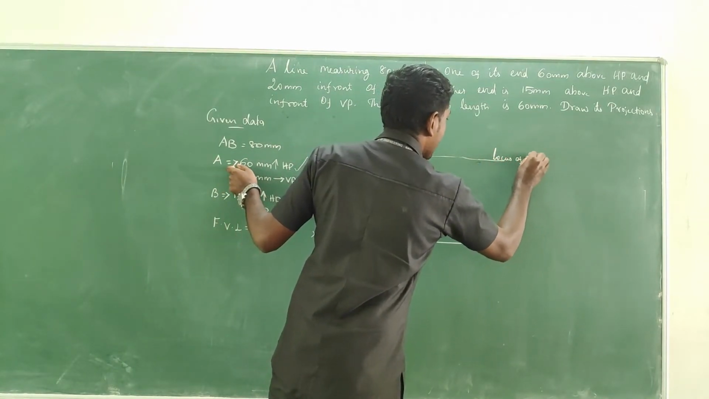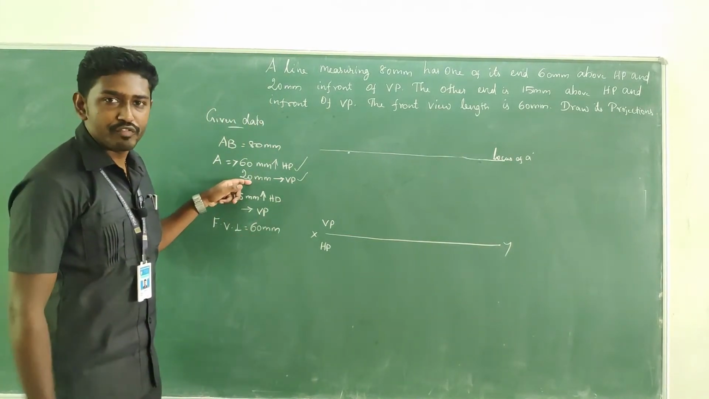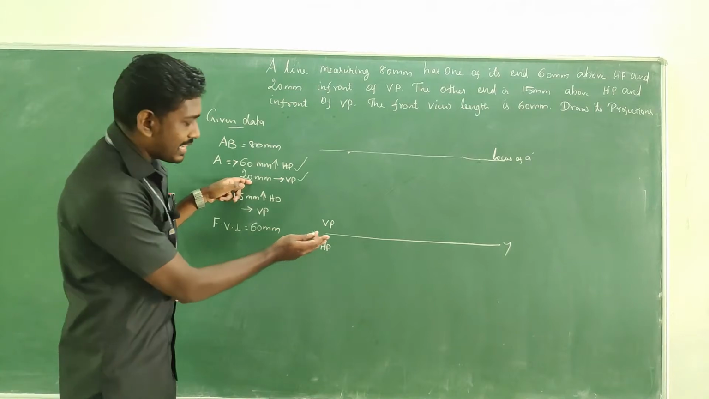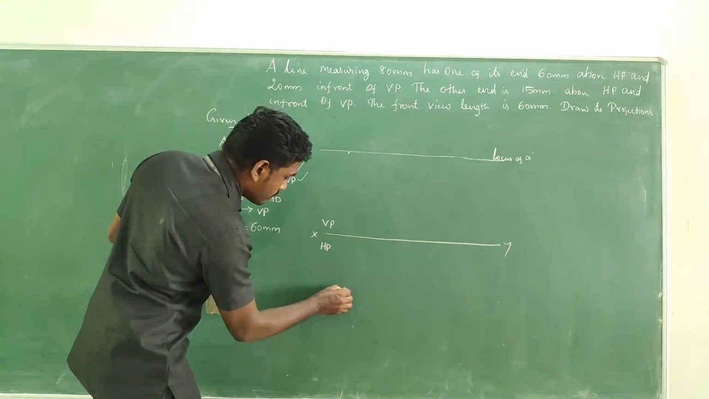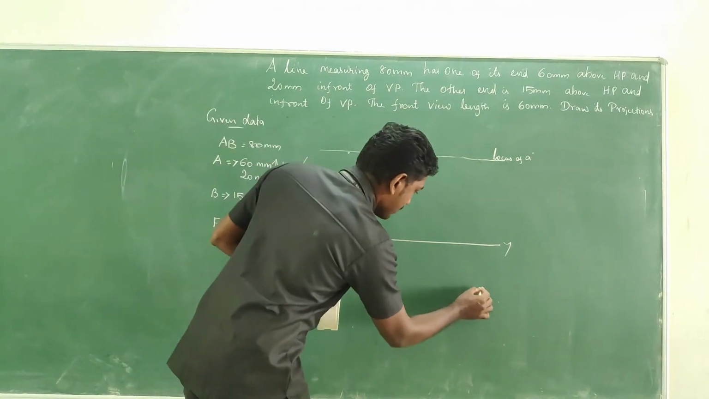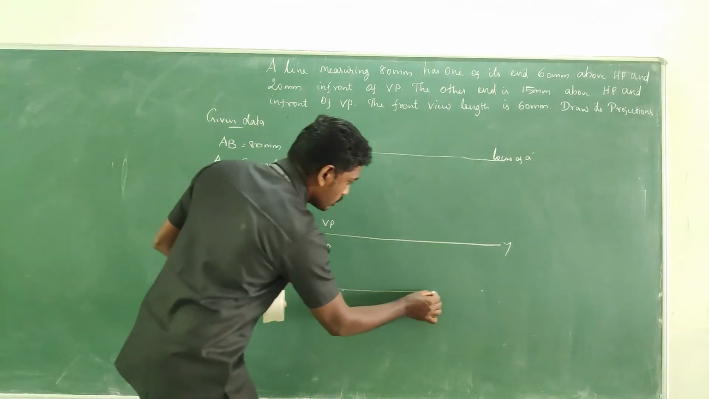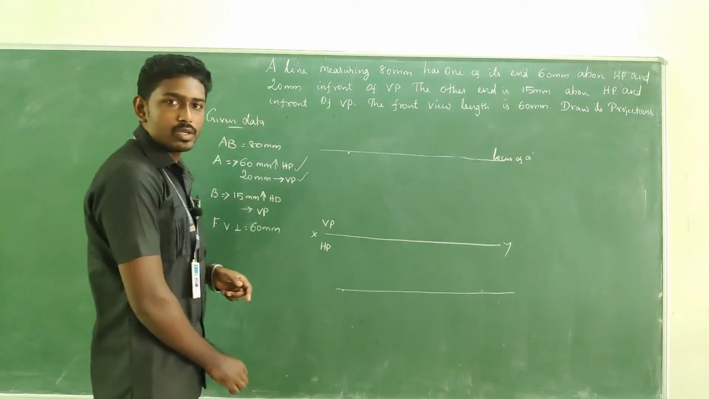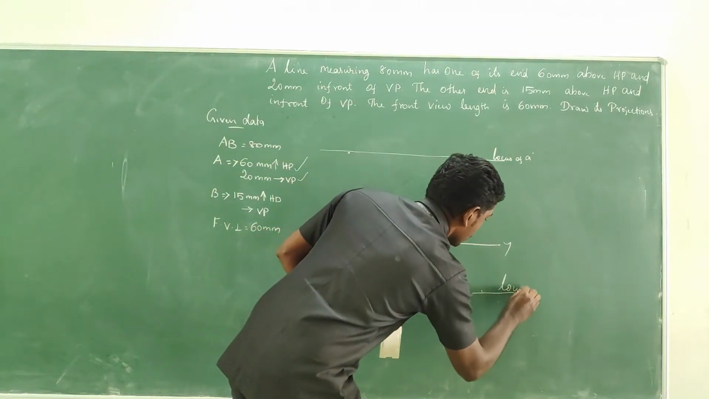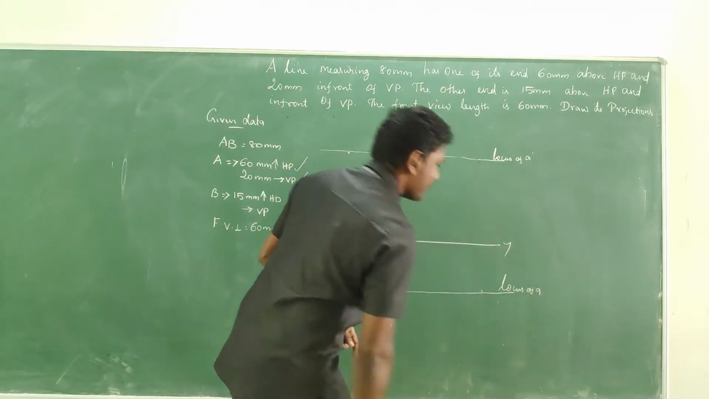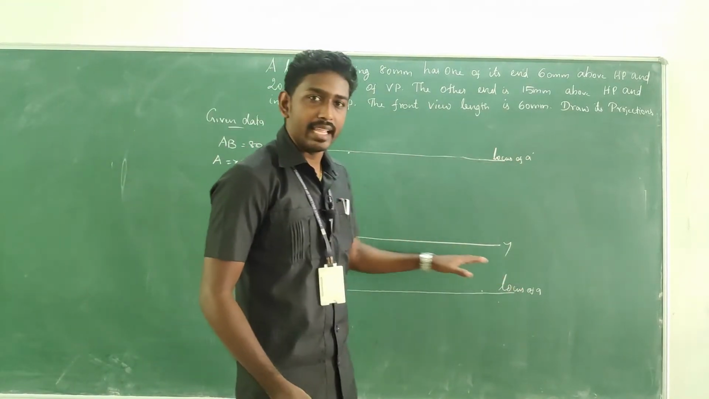Locus of A dash. What about the next? 20 mm in front of VP. In front in the sense it is captured below the XY line. So measure 20 mm approximately here in the same manner. Measure it off and go for a horizontal line passing through it. So this is the locus of A. Fine. So now we got the locus of A dash and A.